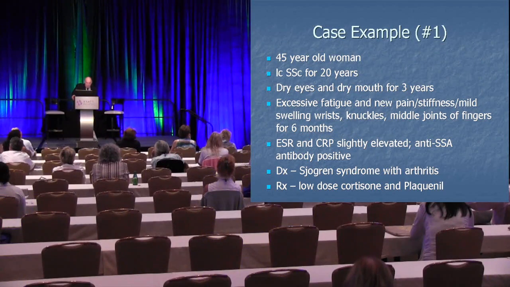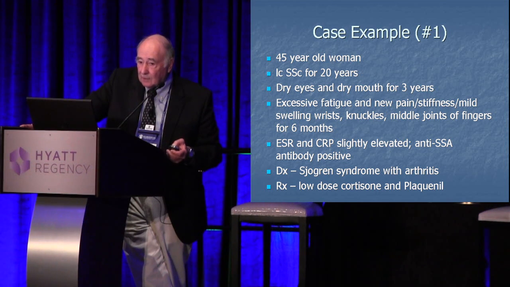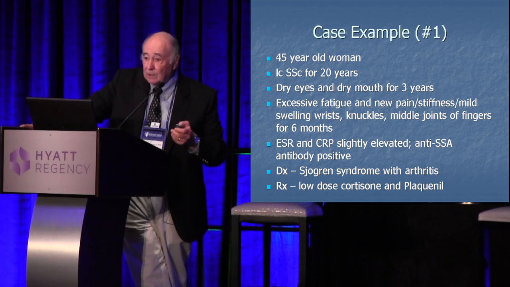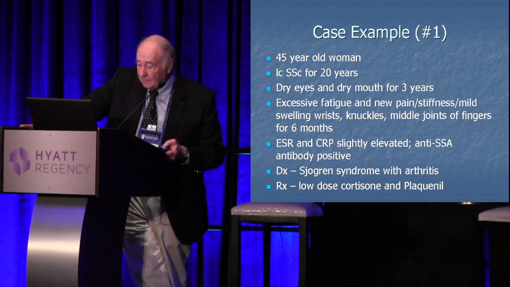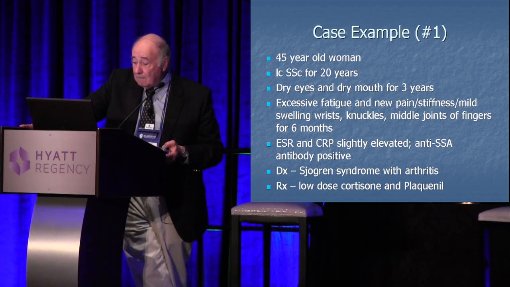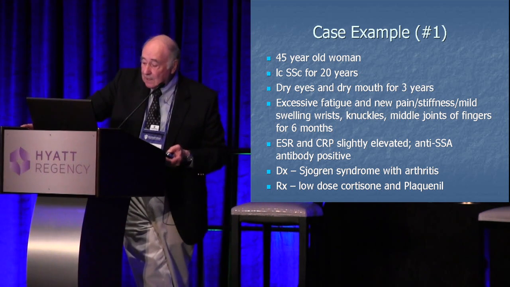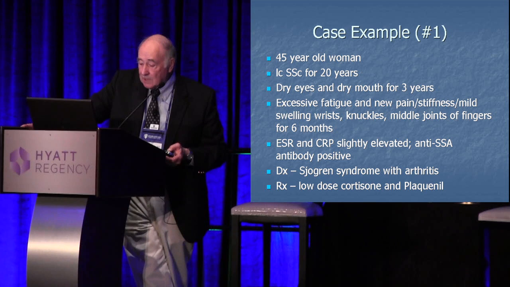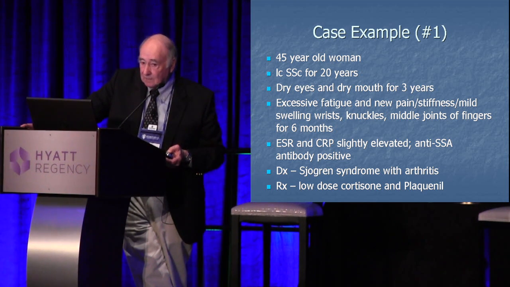So this patient is a 45-year-old woman who has had limited scleroderma for 20 years, so category late limited, right? There are certain things which ought to come to your mind here right away. In other words, that's not somebody who is in the early phases of diffuse disease who would be expected to have joint pain and stiffness. She has had dry eyes and dry mouth for a number of years, suggesting Sjogren syndrome. Fatigue, new pain and stiffness, and mild swelling of the wrists, the knuckles, and the middle joints of the fingers for the last 6 months. Sedimentation rate and CRP test slightly elevated, and the test for Sjogren syndrome antibodies, anti-SSA, positive.